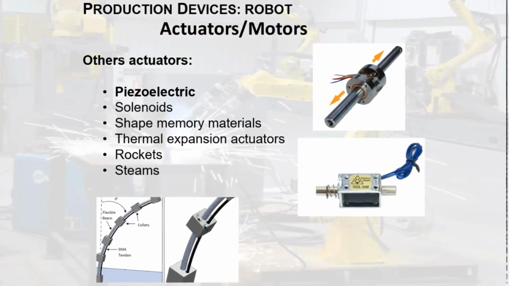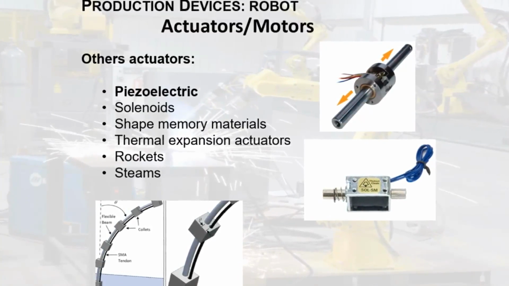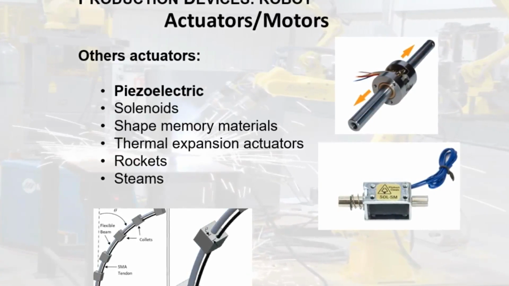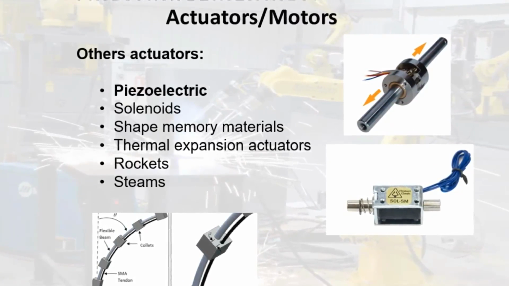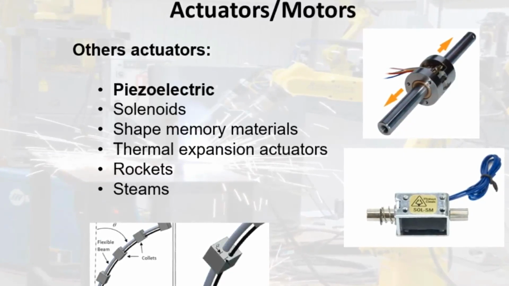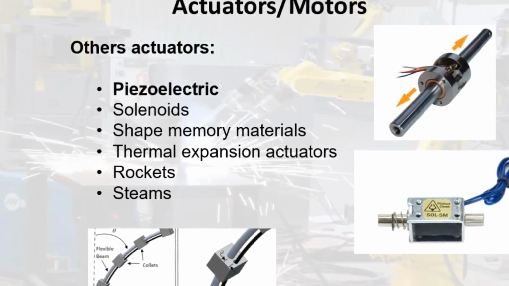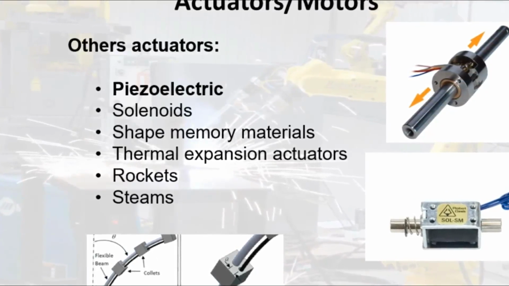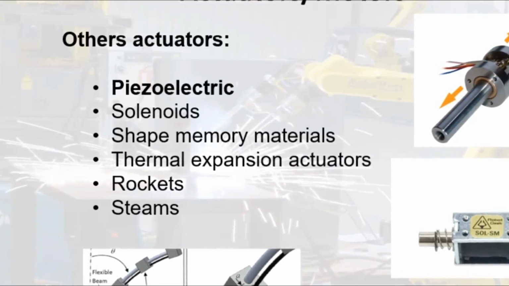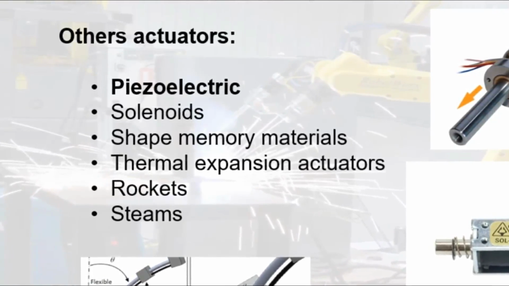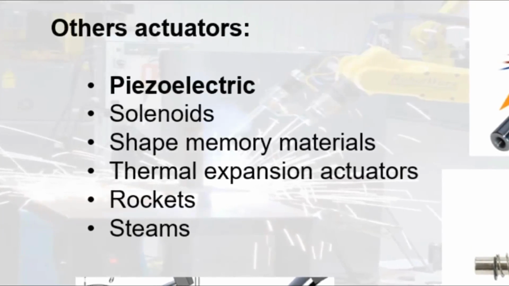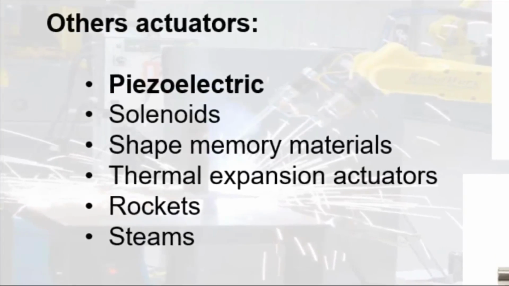We have several other actuators, like piezoelectric, solenoid, shape memory materials, thermal expansion actuators, rockets, and steam, which also make it possible to drive robot structures and make robots more special in terms of flexibility, speed, efficiency, and also energy consumption.